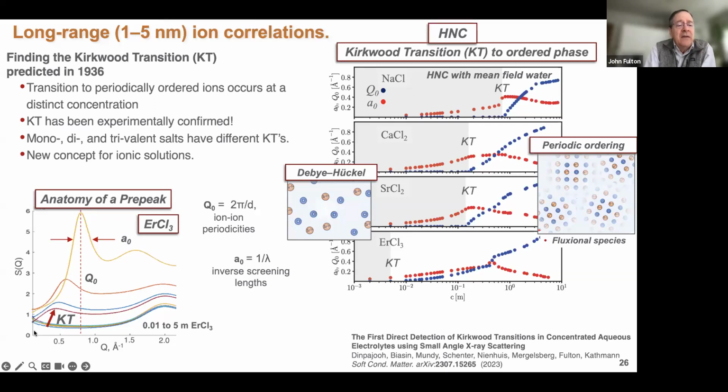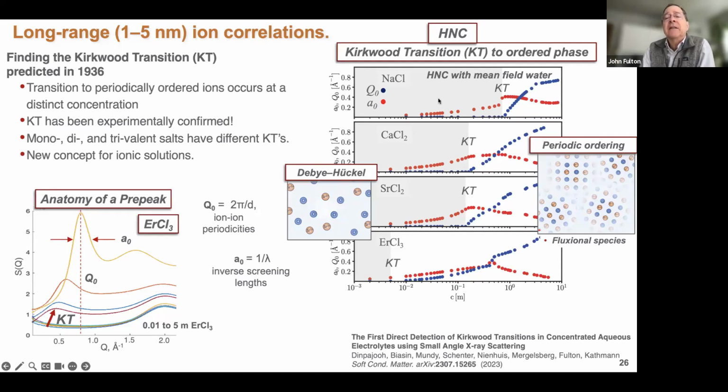As we increase the concentration, we see the appearance of the pre-peak, and the position of this peak, Q naught, moves to higher Q as we increase concentration. So Q naught is correlated with the ion-ion periodicities. The width of this peak is equivalent to the inverse screening length. This is what we are informed of from HNC theory. This is what would be predicted for the Kirkwood transition.